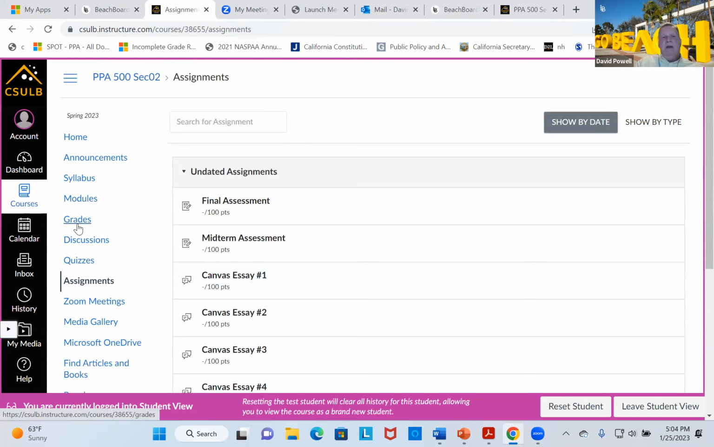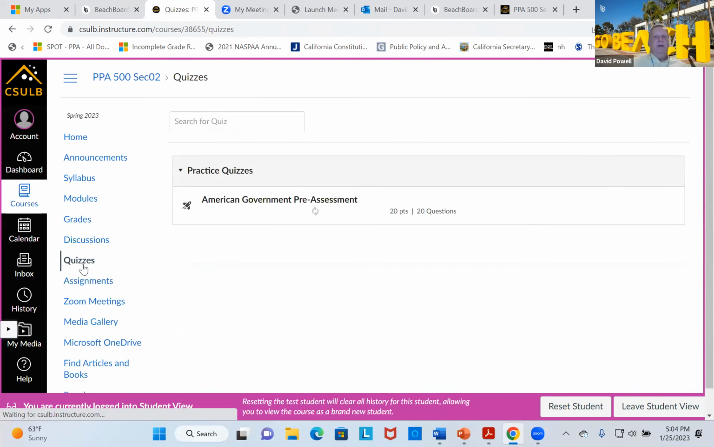The grades obviously is how you find your grades in the class. And let me point out one more thing that's not in the syllabus, but this is a new addition for this term. And this is an American government pre-assessment. It is basically a practice quiz. It is anonymous and it is ungraded. So you don't have to worry about what grade you get on it. It's just for assessment purposes.